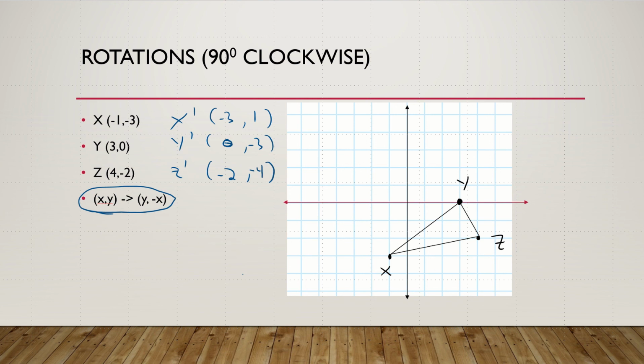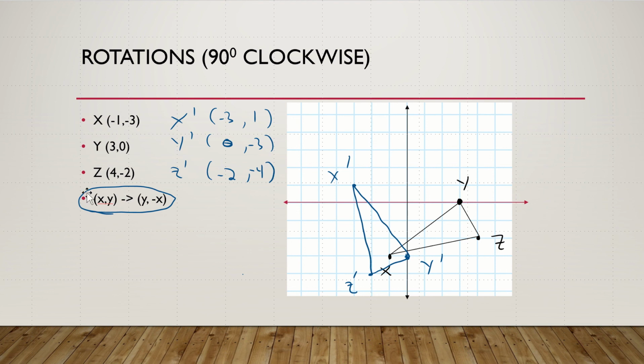Then we plot the points, and you should see it's a 90 degree clockwise rotation. So from the origin, we go negative 3, and then up 1, that's where x prime is. Y prime is at 0, negative 3, that's way down here. And z prime is at negative 2, 1, 2, 3, 4, right there. That's where z prime is. So we connect all the dots like this, and that's going to be your rotation.